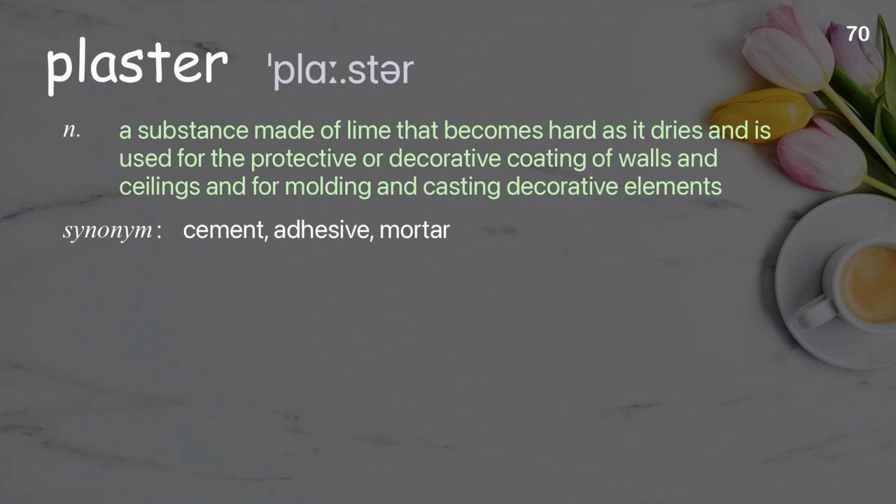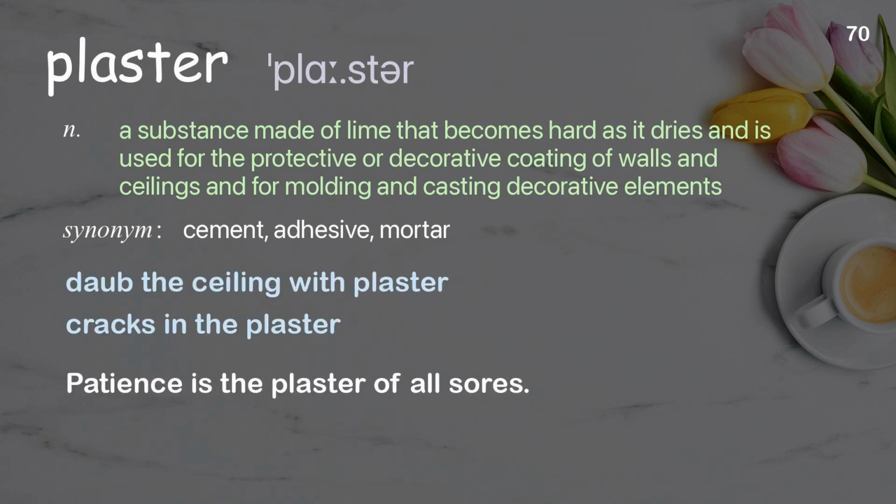Plaster. A substance made of lime that becomes hard as it dries and is used for the protective or decorative coating of walls and ceilings, and for molding and casting decorative elements. Examples: daub the ceiling with plaster. Cracks in the plaster. Patience is the plaster of all sores.